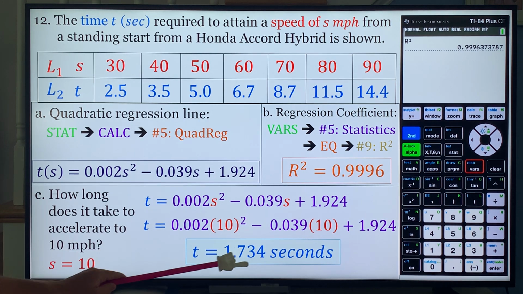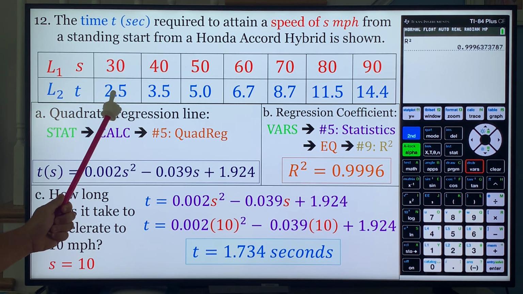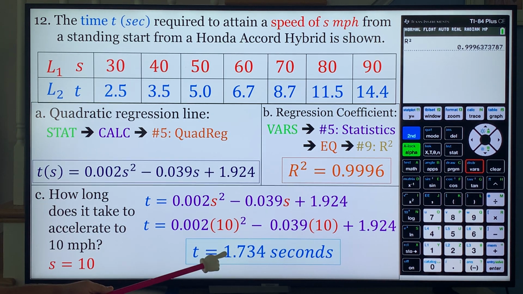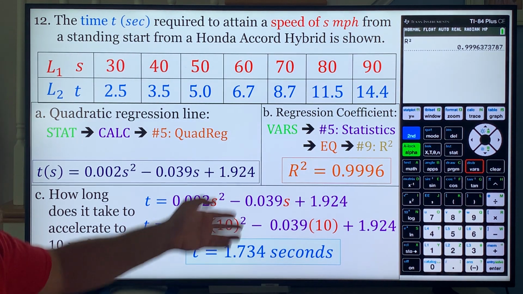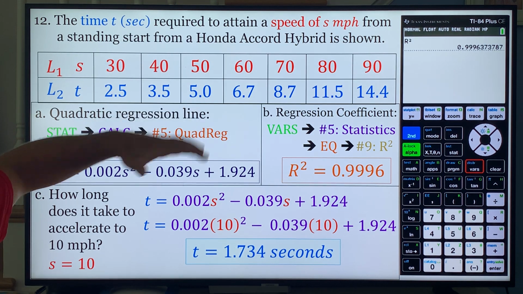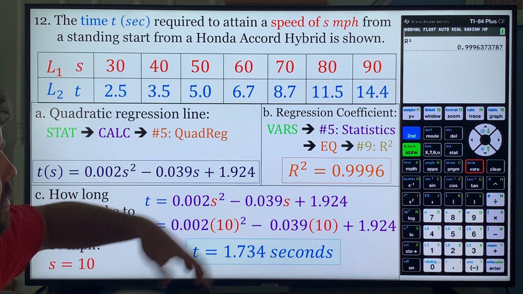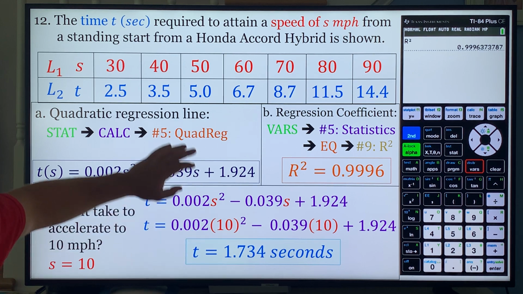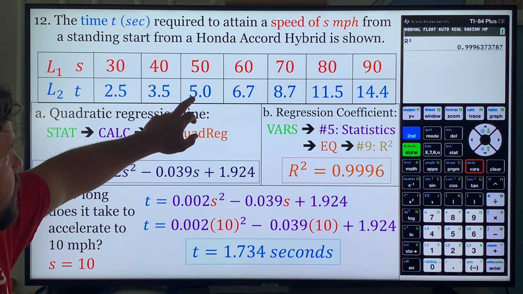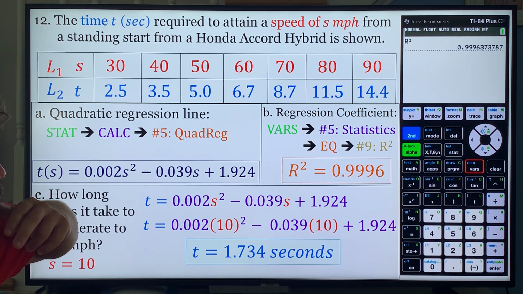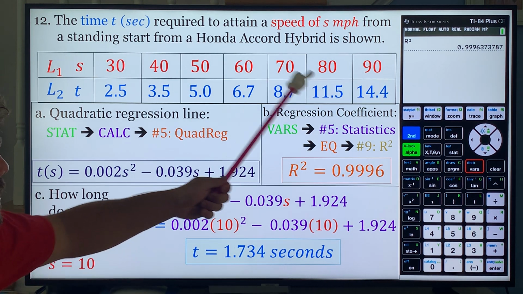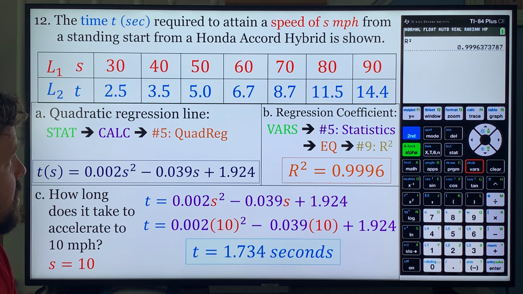Let me go check my answer. 10 is less than 30, so it should be less than 2.5. Looks pretty good to me. The reason it's a quadratic for something like this is it takes a little bit longer to get your car to 10 miles per hour than it does to get you from 40 to 50. Actually, it takes a shorter amount of time. It looks like it takes longer once you get higher speeds. Well, this is a stinky car if it takes that long to get up to that speed.